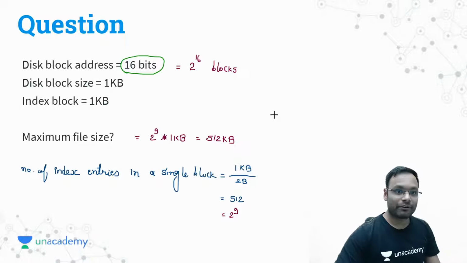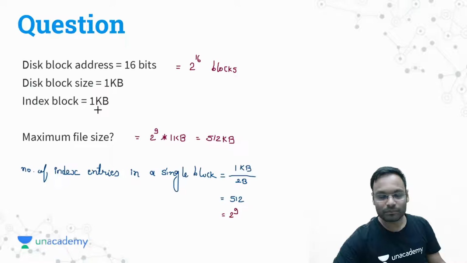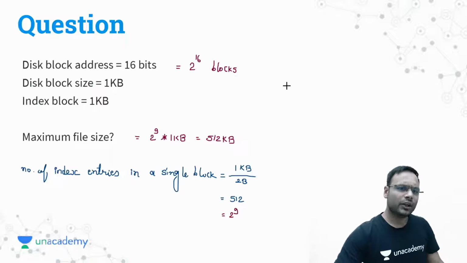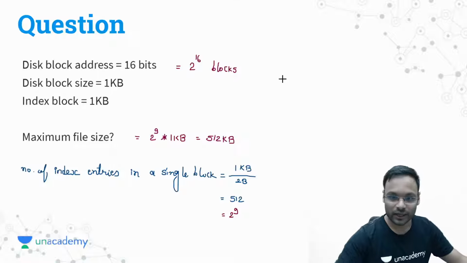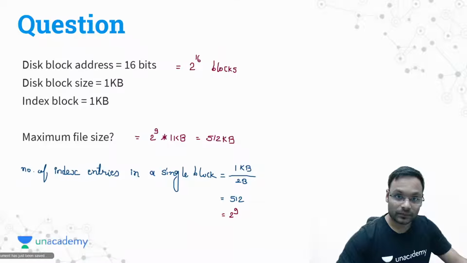Understood this much? Fine. But this was only when you were having single level indexing. If multi-level indexing is there, you need to have more number of blocks to store more files, etc. Okay, let me make a question here. Let's say you have 2-level indexing.